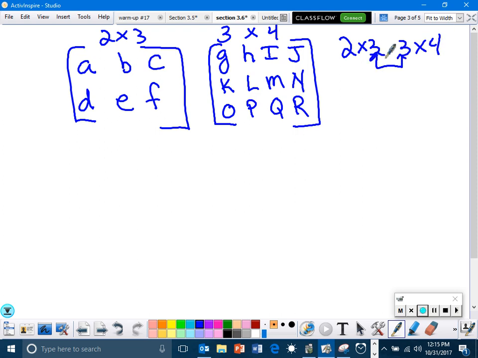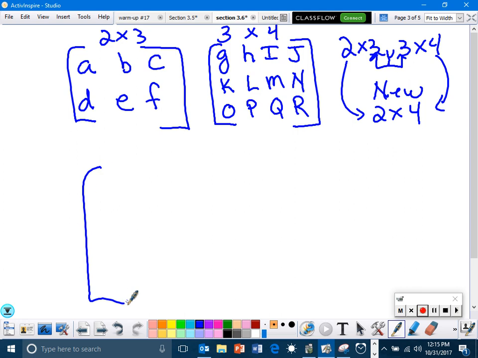Okay, so yes, we know that we can multiply them together because the 3's match. So the new matrix is going to be a 2 by 4. All right, now I'm going to start this, but I don't think I'm going to finish it completely. Okay, maybe I will. We'll see. Here we go.